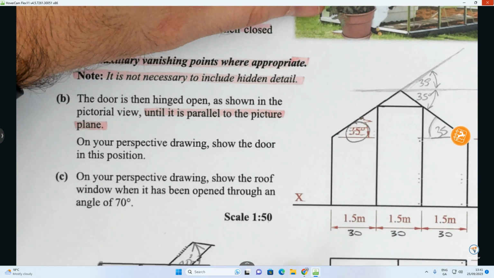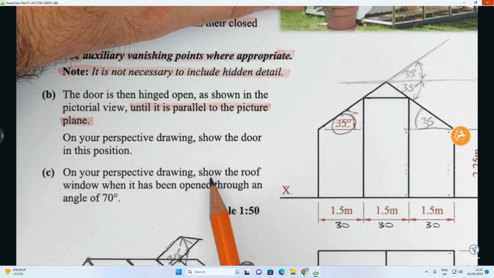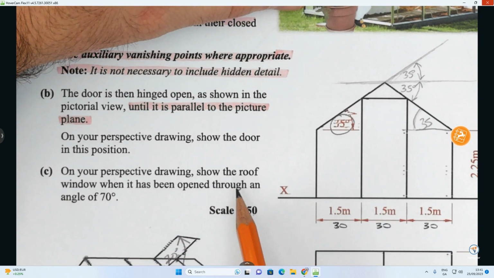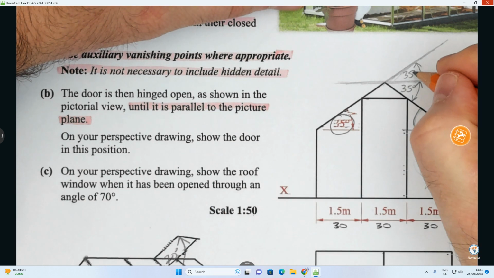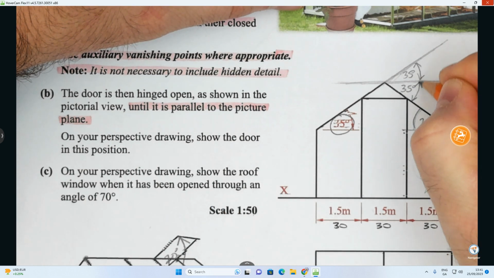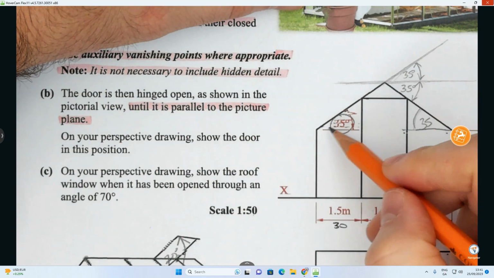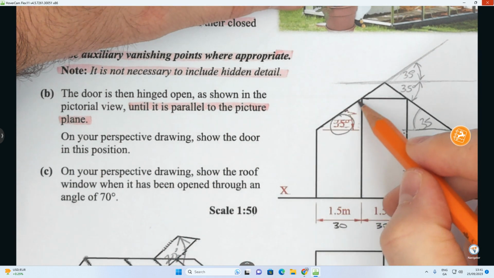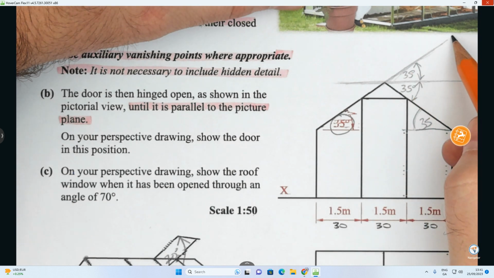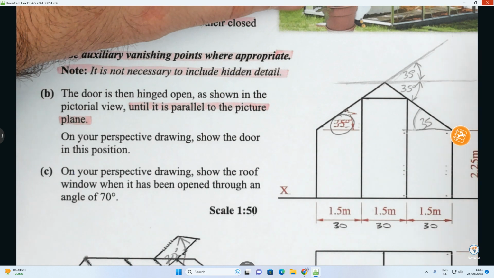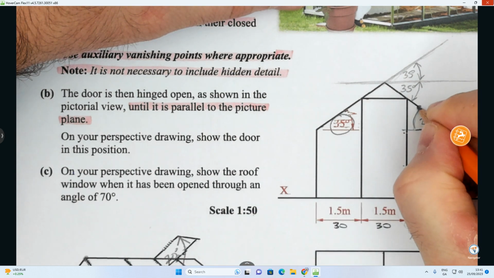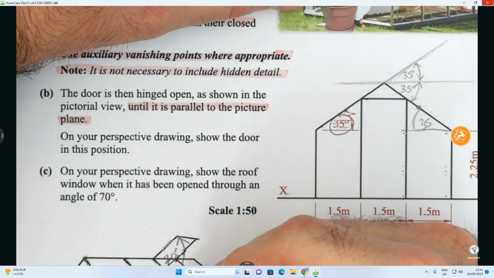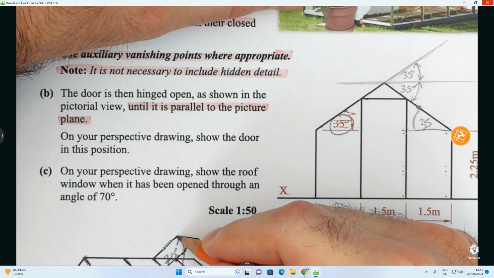Okay, and essentially what they've asked us in the question is, on your perspective drawing, show the roof window when it has been opened through an angle of 70 degrees. 35 and 35, there's our 70 degrees. Okay, so essentially, to draw this, that line there just continues on. That edge of the roof just continues on there to be able to do it. And what you'll actually find then is, if I was to draw that, let's say this was the roof, this point here will be directly below this point.